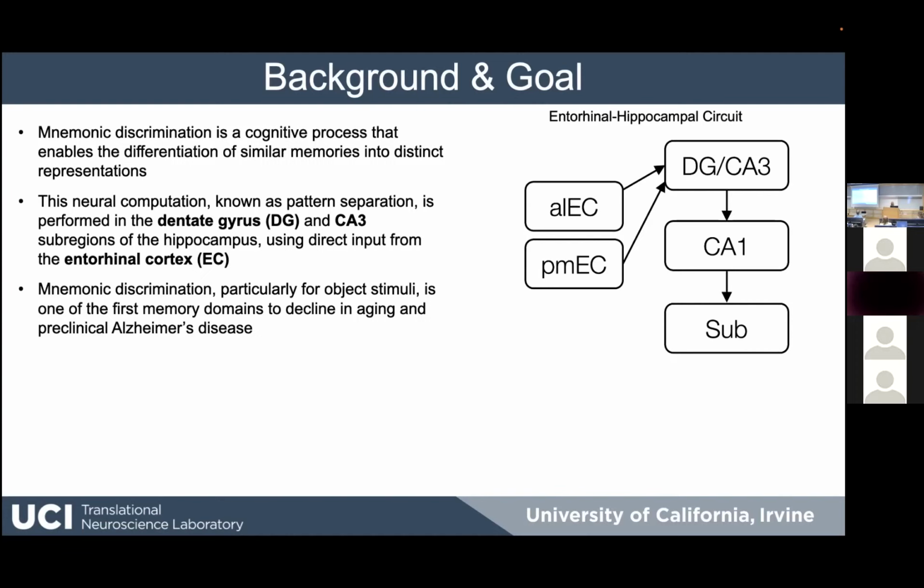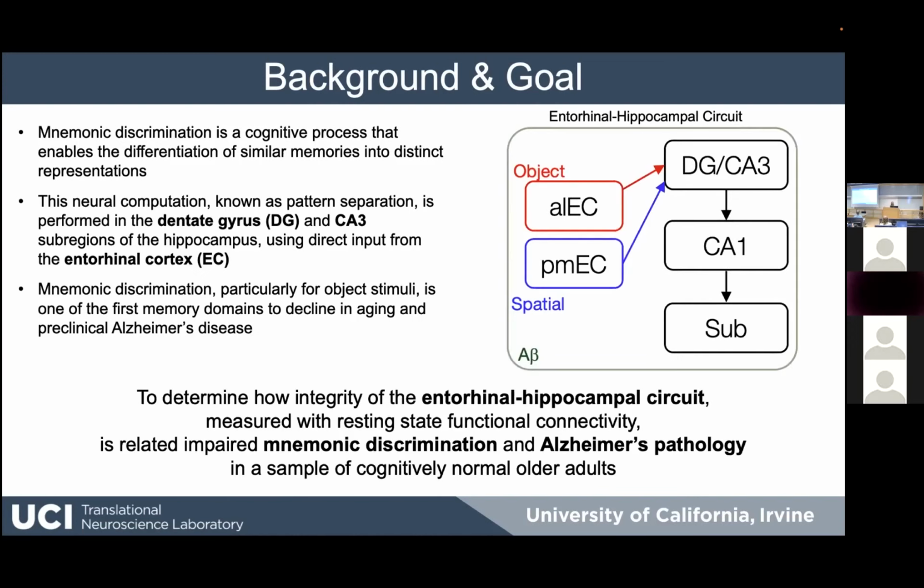Mnemonic discrimination is particularly vulnerable to aging, especially for object stimuli, but the mechanisms behind this still aren't fully understood. So in this project, we wanted to determine how the integrity of the entorhinal-hippocampal circuit, measured with high resolution resting state functional imaging, is related to mnemonic discrimination impairment in Alzheimer's pathology in a sample of older adults who are still cognitively normal.